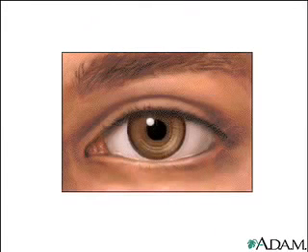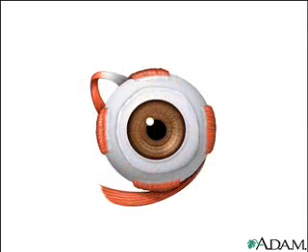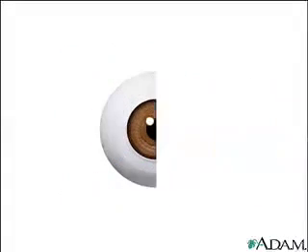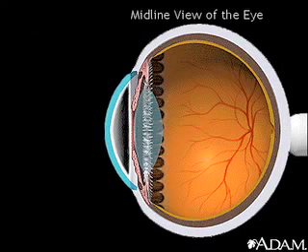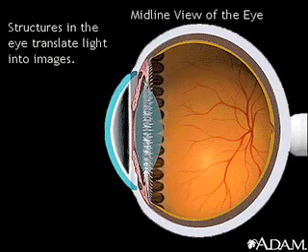Vision is usually the dominant sense used by people with sight. The eye is the organ of sight and is shaped as a slightly irregular hollow sphere. To get a better view, let's enlarge the eye and turn off the lights. Here's a midline view. Various structures in the eye enable it to translate light into recognizable images.